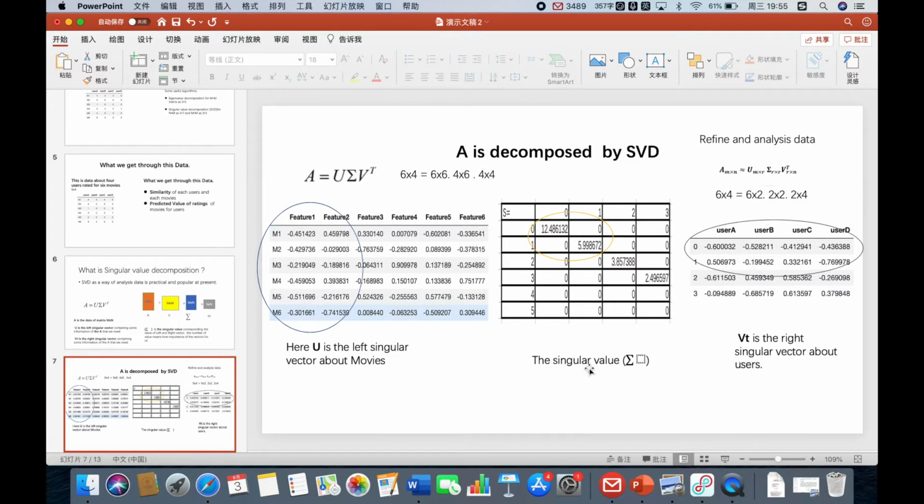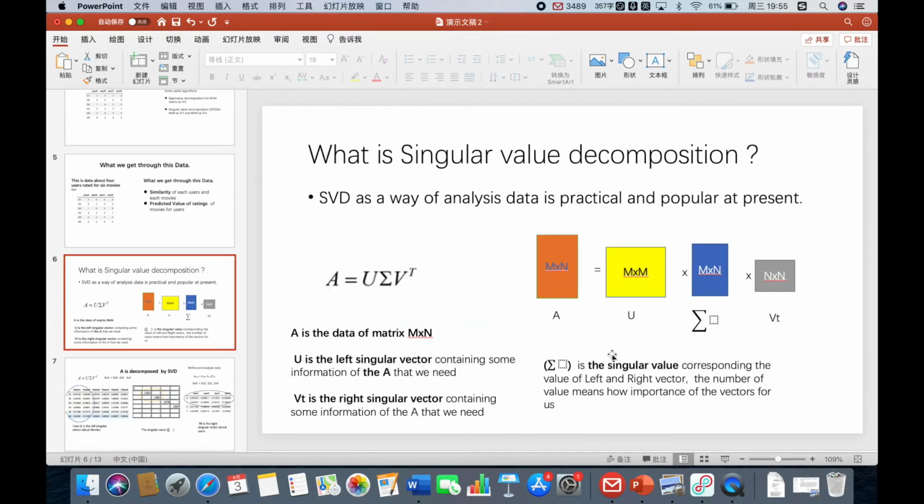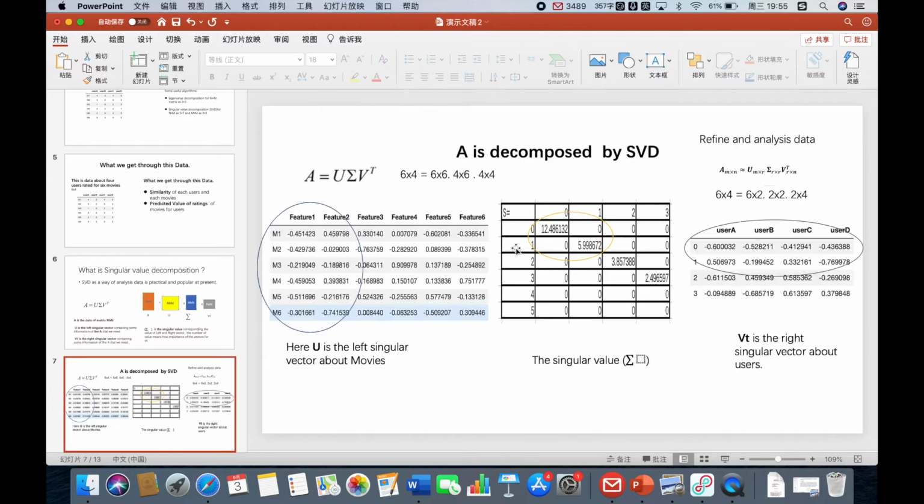And then this is the important singular value. So why is it important? The singular value corresponds to the values of the left and right vectors, and the size of each value means how important the vectors are for us. So we can say the first 2 numbers are greater than the third and fourth. So the first 2 features are more important than the others. So the first 2 about movies, and the first 2 about users, are important for us.